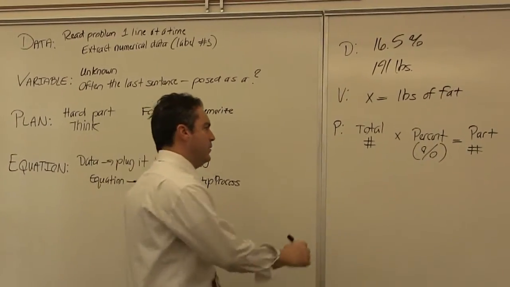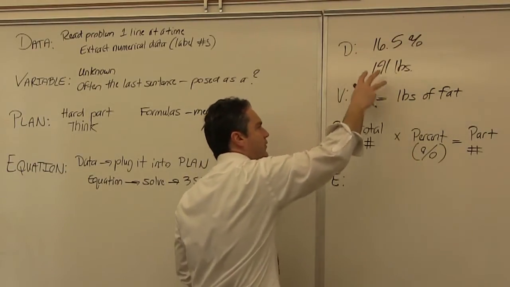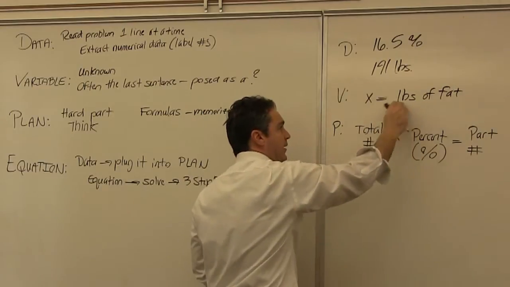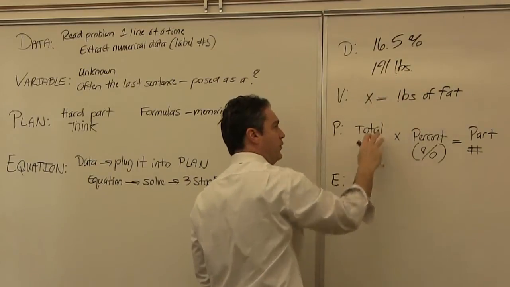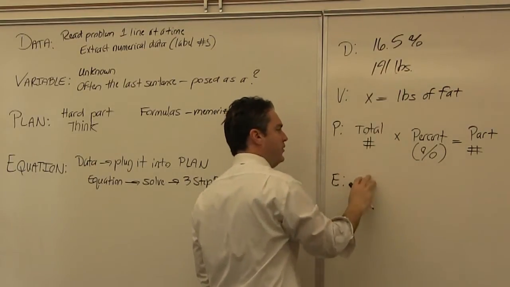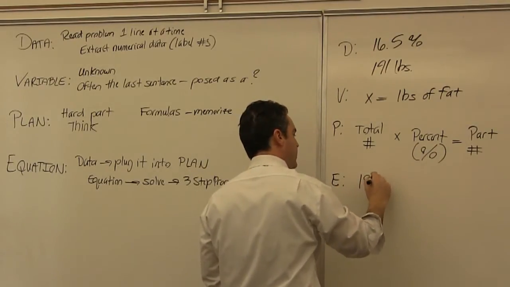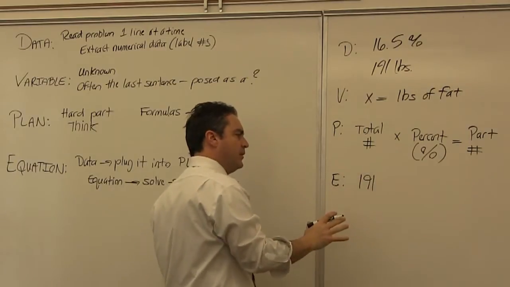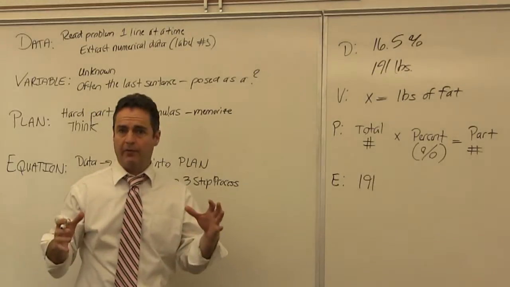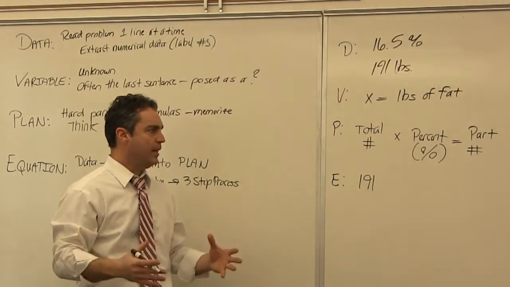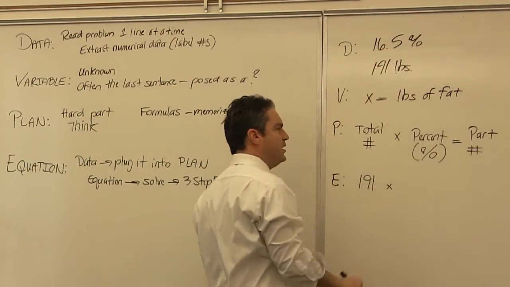So, E, our equation. What is our total number of these three entities? Is pounds of fat, X, the total number? Is 191 pounds the total number? Or is 16.5% the total number? Okay, it makes sense. Exactly, 191 pounds. And we don't need the label now because we're just doing the math. We just need the numbers. 191 pounds represents the total body weight times percent. That one makes sense. This one's labeled 16.5%.